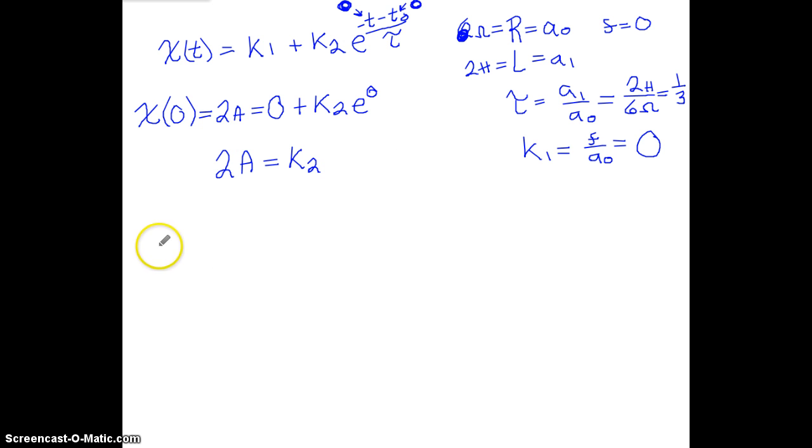So we have x of t is equal to our K1, which was 0, plus 2 amps times e to the negative t. In this case, since we haven't replaced t with any time, we're going to leave the t as t up here as well. Our t initial, our very first t, was 0, so we can leave that out, divided by tau, which is 1/3.